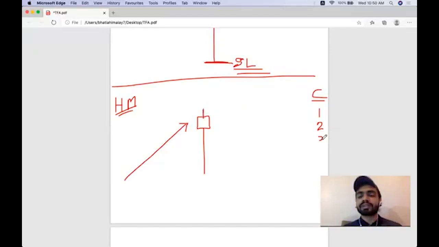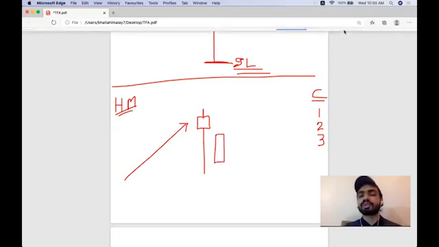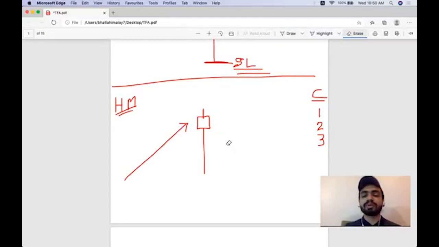Let's talk about the third criteria. The third criteria says that we need a seller's confirmation. So on the day of the confirmation, we ideally wish for a gap down, sellers' confirmation. If there is no gap down, then we will follow the normal seller's confirmation in the market.